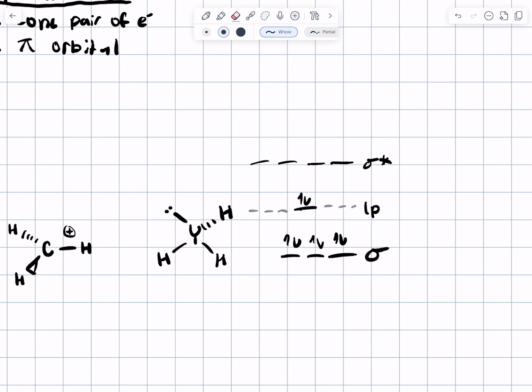Okay. Yes. I just wanted to ask the reason why there was no sigma antibonding electron in methane, because we know that they're bonded and therefore they can't be. Yeah, so why are there no electrons in the sigma star of methane, or in this molecule for that matter?